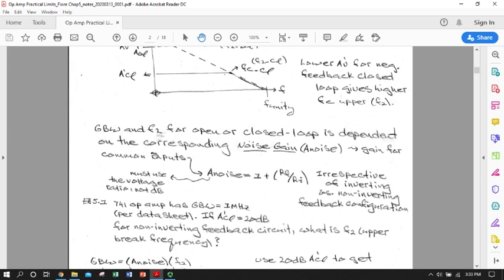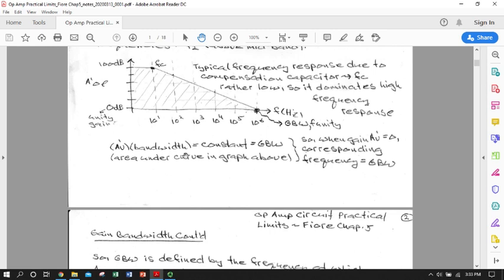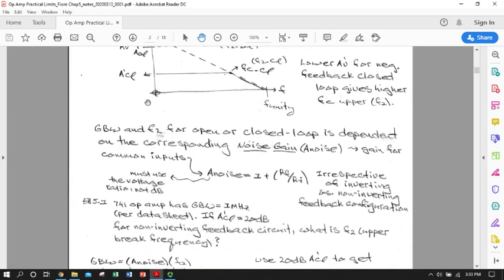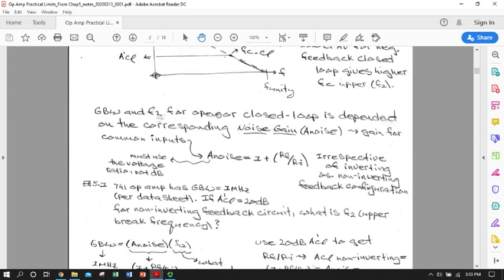Okay, so we said that we're looking at the product of gain and F2, or upper critical frequency, equaling F unity, which is also the gain bandwidth product. We defined that back here. Well, we don't always use the same gain that we would calculate directly from the negative feedback network. As it turns out, we need to use a slightly different gain when we're calculating the upper critical frequency from our gain bandwidth, or F unity, same difference in this case.